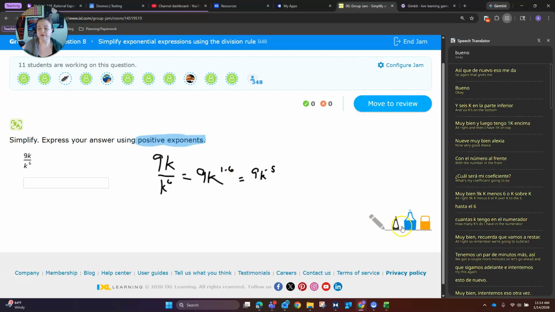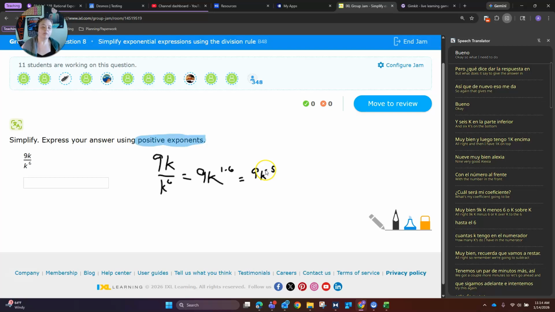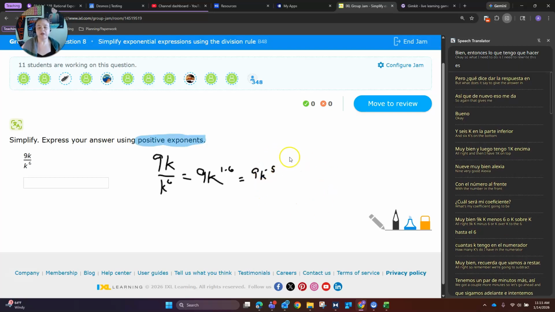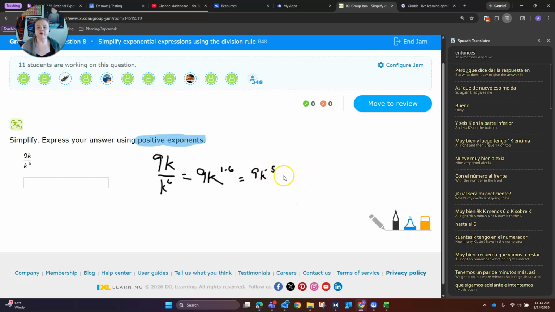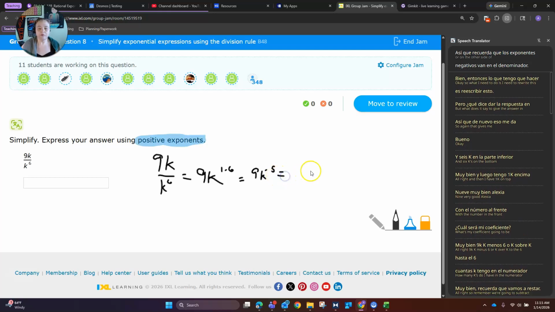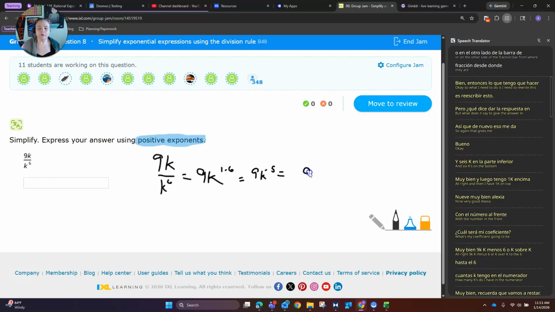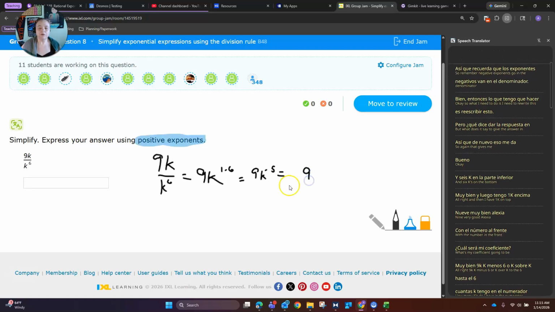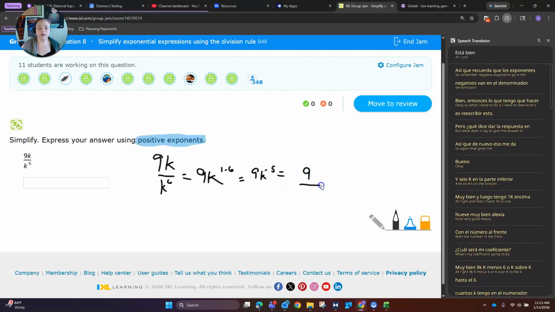Okay, so what I need to do is rewrite this. So remember, negative exponents go in the denominator, or on the other side of the fraction bar from where they are. All right, so we have 9, and then k to the 5th is in the denominator.